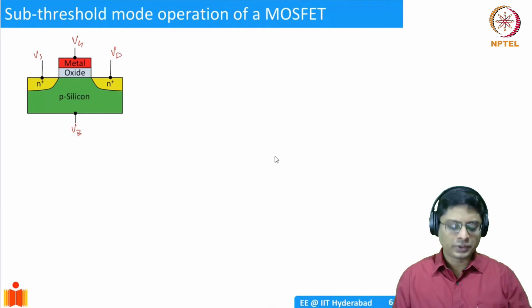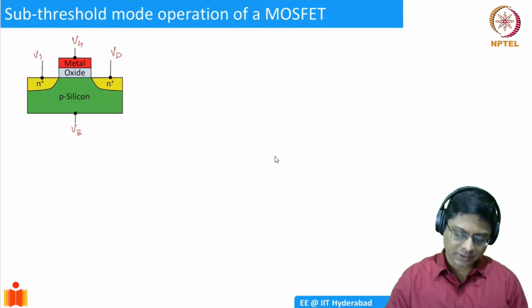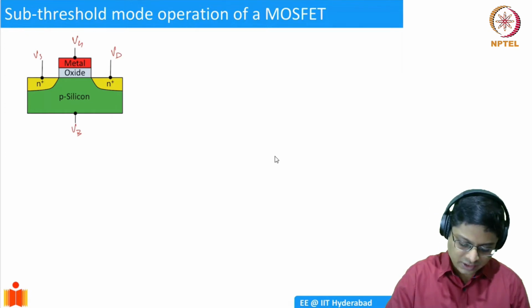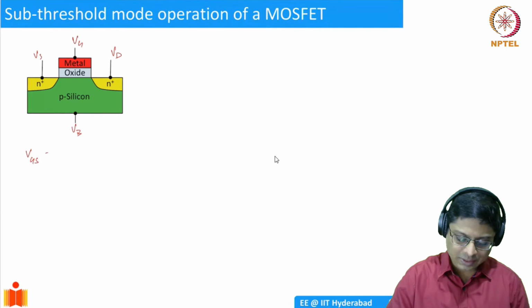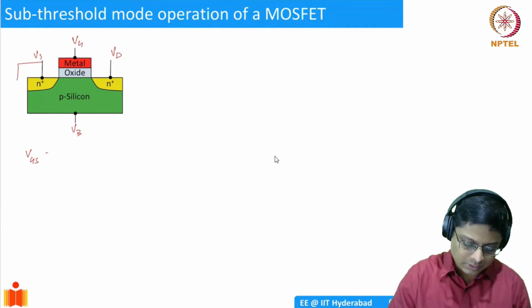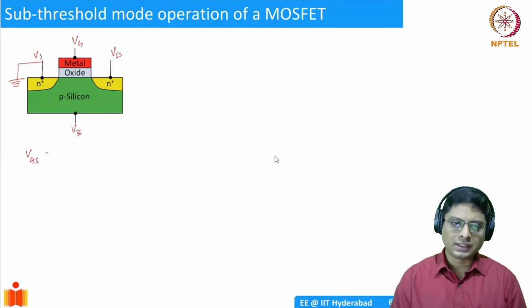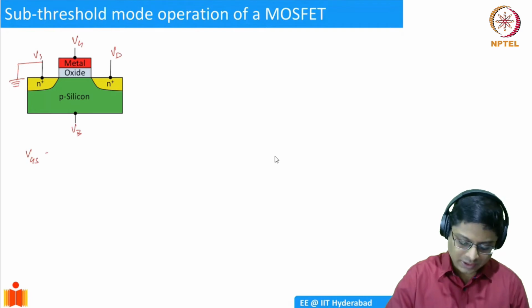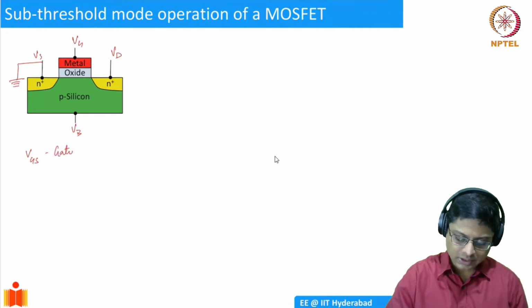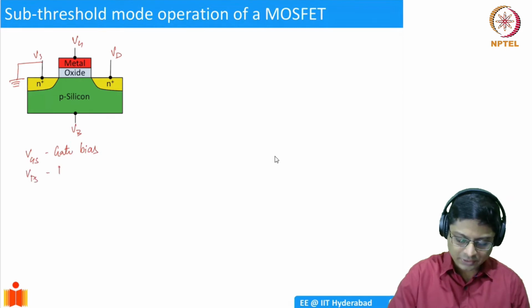Typically, what we do is we take the source as a reference. So what we will refer to is VGS. This is typically what we will use. So what we end up doing is we ground, let's say, the source here. In the case of an NMOS device, we ground the source, and then we talk of the gate voltage relative to the source voltage. So this I'll call the gate bias, and then VDS is basically the drain bias.